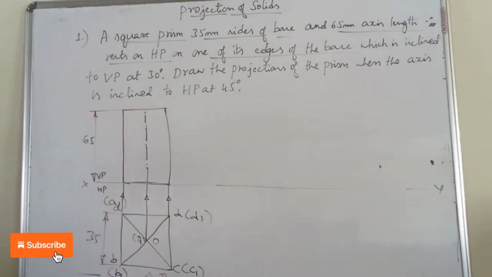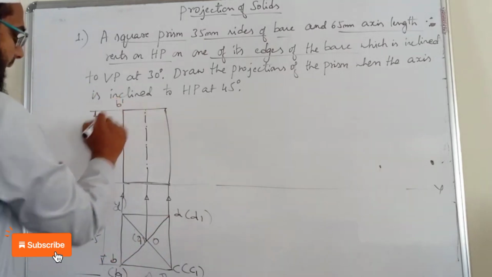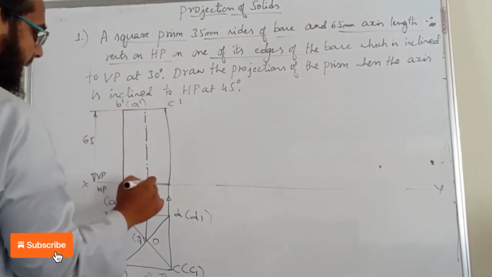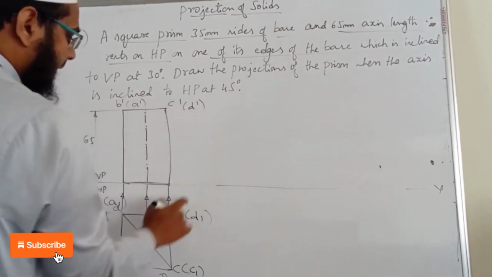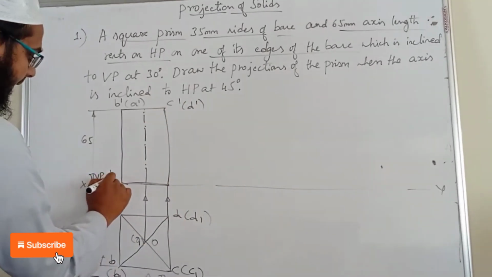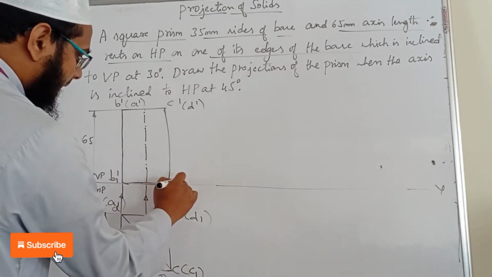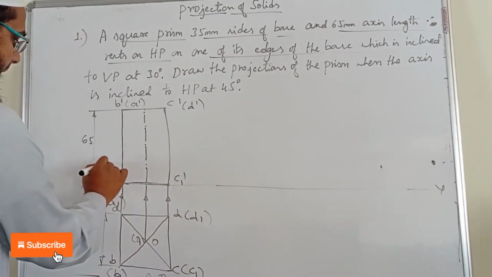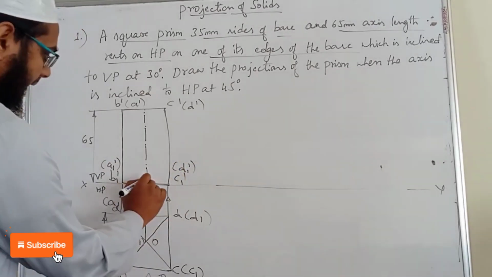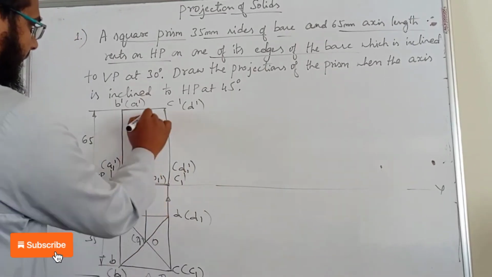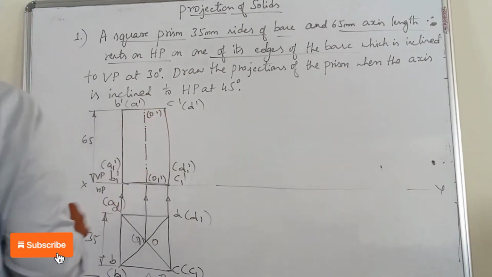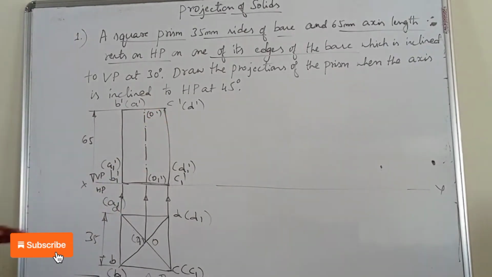So first I am going to finish with the top face. You can see that B dash is visible, C dash is also visible, but A dash is not visible from the front view, and D dash is not visible. Similarly, in the bottom face, B1 dash is visible and C1 dash is visible, but A1 dash and D1 dash are not visible. Similarly you can write O1 dash and O dash. So now we are done with the first position, top and front view.